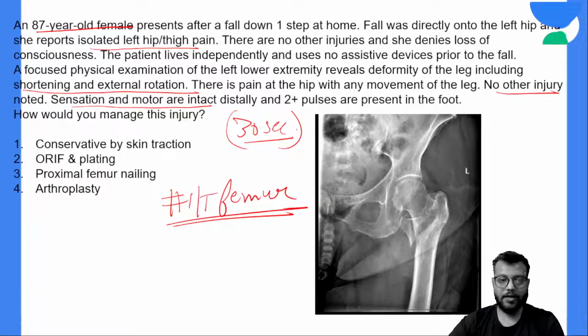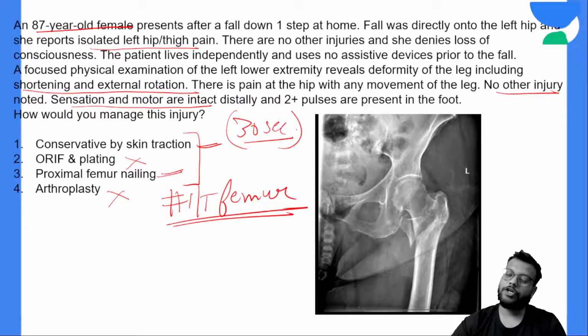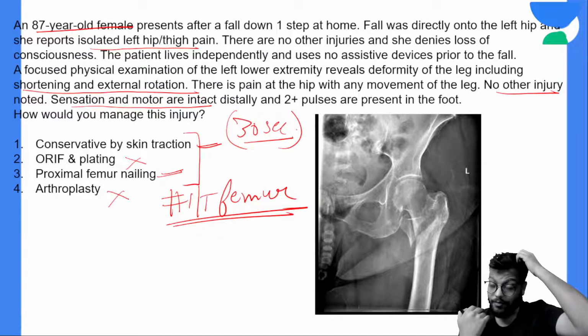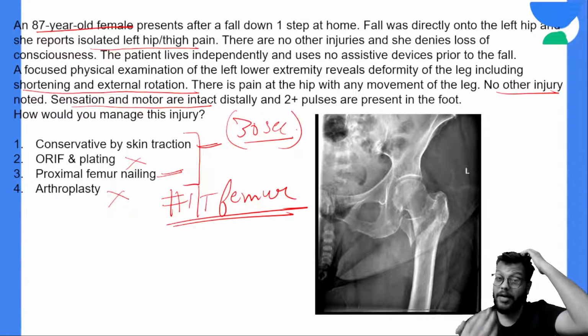Now it can be done by conservative because this is a fracture which always unites, ORIF and plating. No arthroplasty, no need of doing the arthroplasty. Or femur nailing also you can do. Now even if it is reduced or unreduced nowadays, to increase the mobilization, early mobilization, and to reduce the drawbacks of the conservative management like stiffness and Sudeck's dystrophy, prolonged immobilization, bed rest, etc.